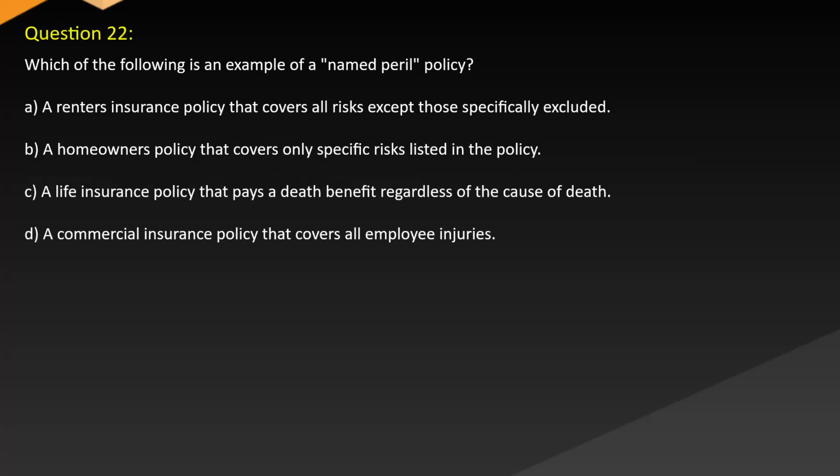Question 22. Which of the following is an example of a named peril policy? A. A renter's insurance policy that covers all risks except those specifically excluded. B. A homeowner's policy that covers only specific risks listed in the policy. C. A life insurance policy that pays a death benefit regardless of the cause of death. D. A commercial insurance policy that covers all employee injuries.